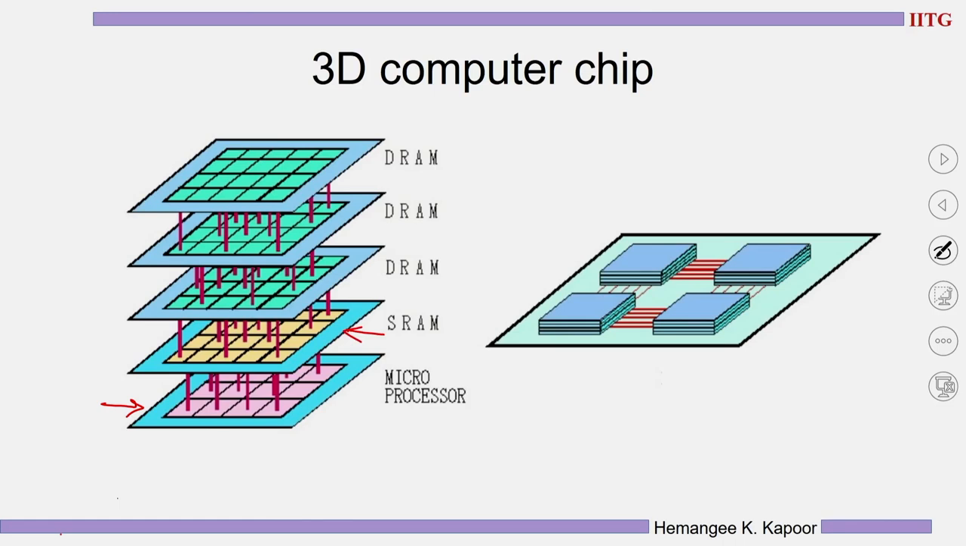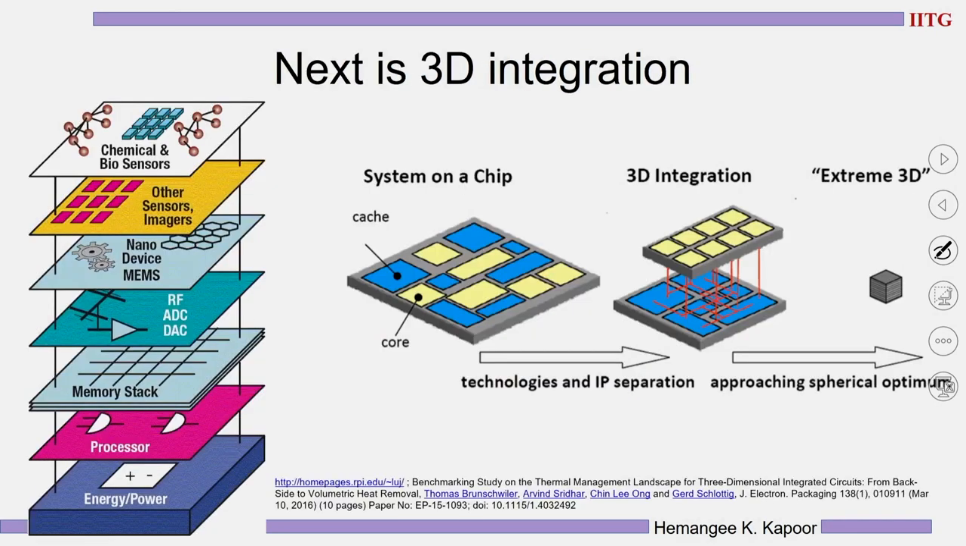The SRAM would need data from the main memory, so the main memory follows, and you can have multiple layers of this main memory: DRAM first layer, DRAM second layer, DRAM third layer, and so on. So this could be a possible setup for a 3D computer chip. And we can have multiple such chips connected to each other with an on-chip interconnect, which will connect all these stacks of ICs with each other, giving us more compute facility and better performance.